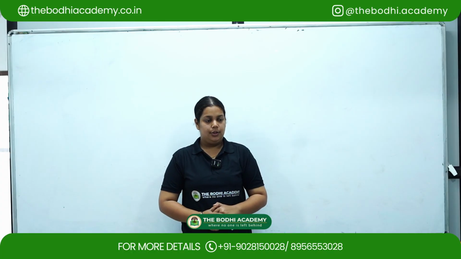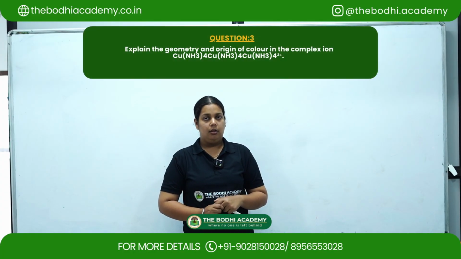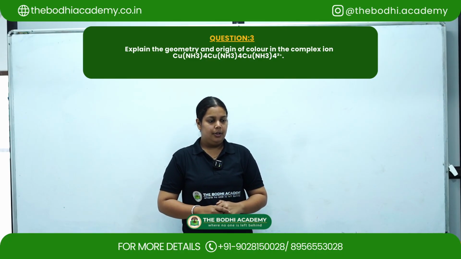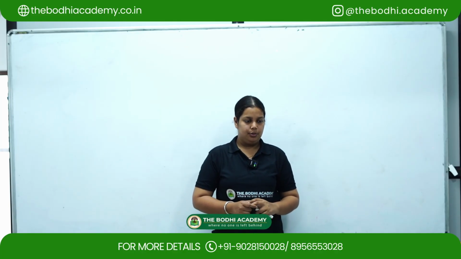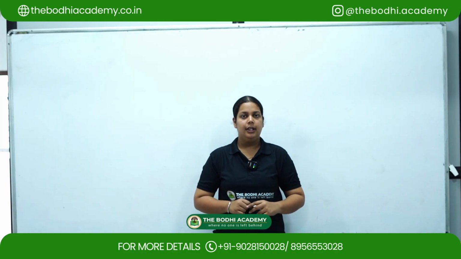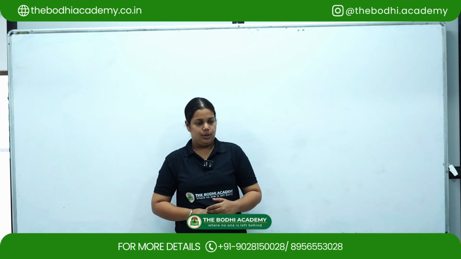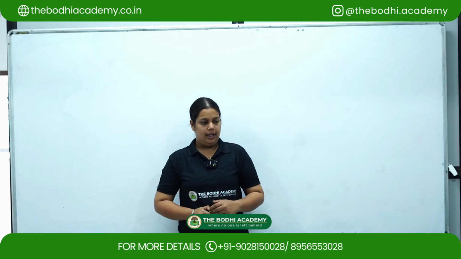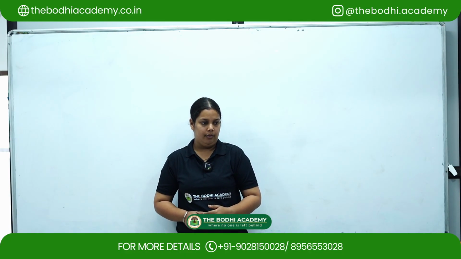Let's move on to the next question. Explain the geometry and origin of color in the complex ion [Cu(NH3)4]2+. So the geometry of this compound is square planar for Cu+2 complexes with strong ligand field in many cases, or distorted octahedral in Jahn-Teller distortion, commonly observed as flattened octahedral leading effectively to a square planar behavior.